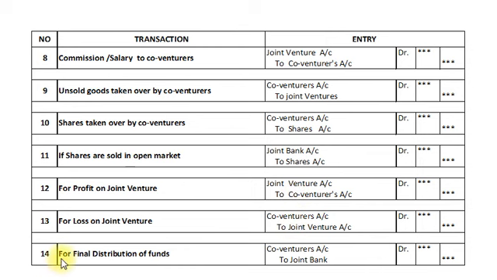And last, for final distribution of funds among co-venturers, our accounting entry will be co-venturers account debit to joint bank account. My dear students, I hope you understood the transactions of joint venture when separate books are maintained.